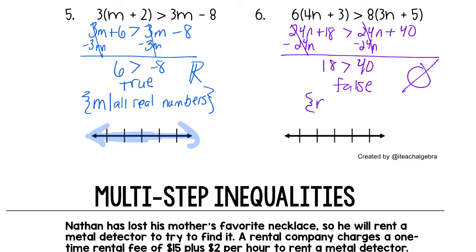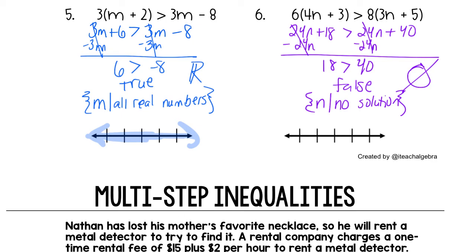When you put it in set notation, n given that, no solution. I would much rather have this circle with a line through it. When we shade our line, that means we can't shade anything because there's absolutely no value of n that would ever make this true.